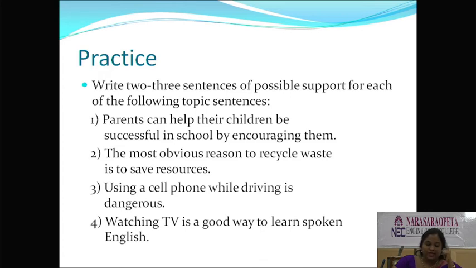And one more assignment. The most obvious reason to recycle waste is to save resources. Using the cell phone while writing is dangerous. You can write a paragraph on that. Watching TV is a good way to learn spoken English. Today, the whole world is expecting people to speak English. So, watching TV is a good way to learn spoken English. You can write a paragraph on that.